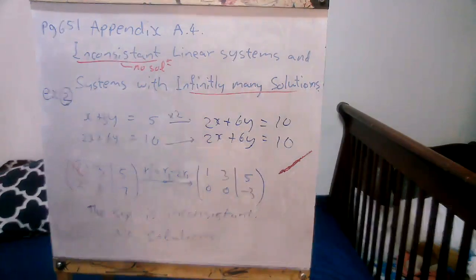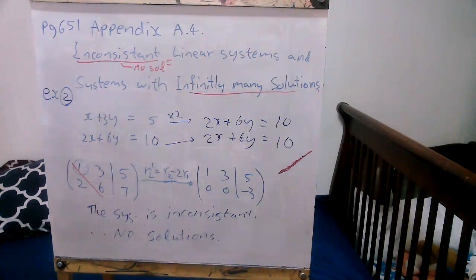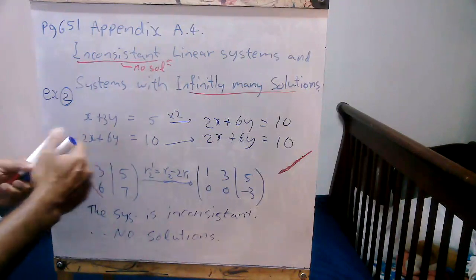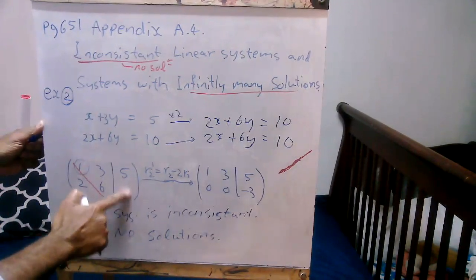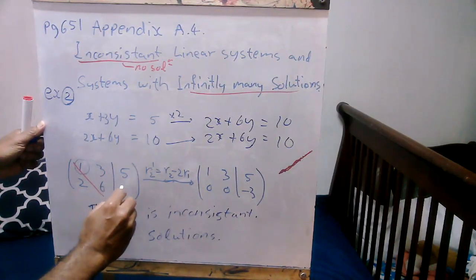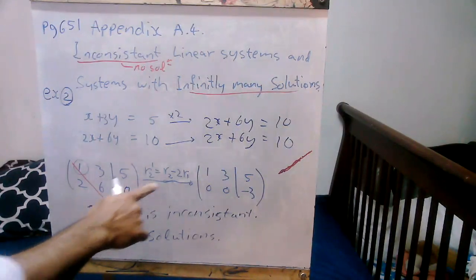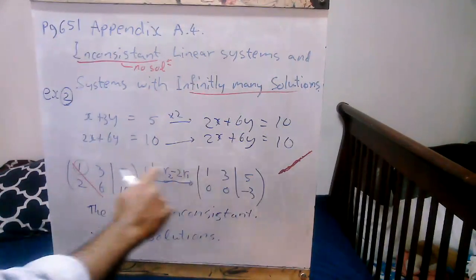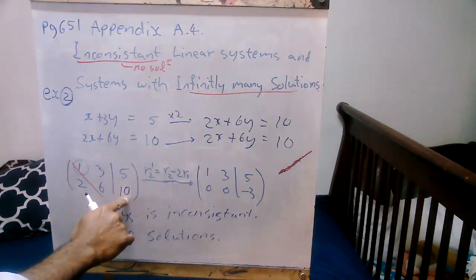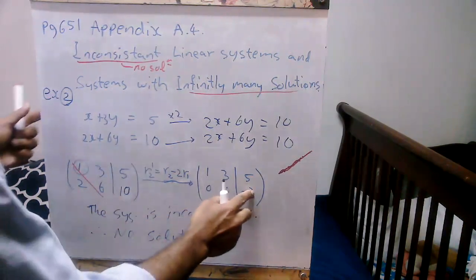Let's see how it works with our matrix equation. Now let's change this augmented matrix according to that. When this is 10, this will change to 10. Then R2 dash, R2 minus 2 times R1, R2 is 10 now. 10 minus 2 times 5, 10 minus 10, which is 0.